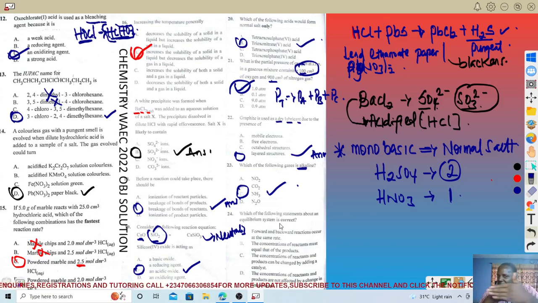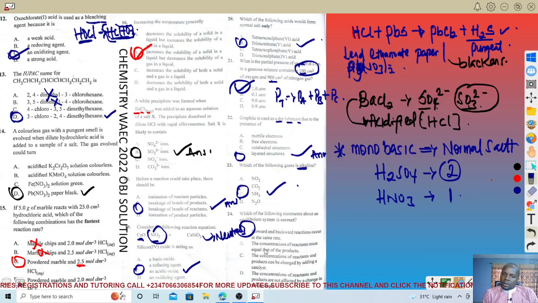You know that. Forward reaction, backward reaction, they balance out. Exactly, law of mass action. Now, forward and backward reaction occur at the same rate. The concentration of reactant must be equal to concentration of product.